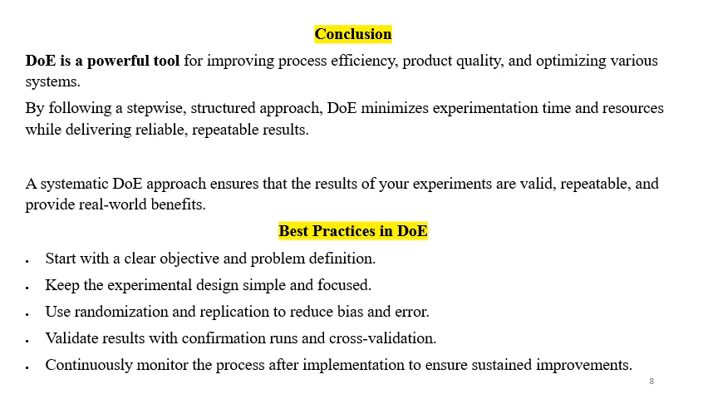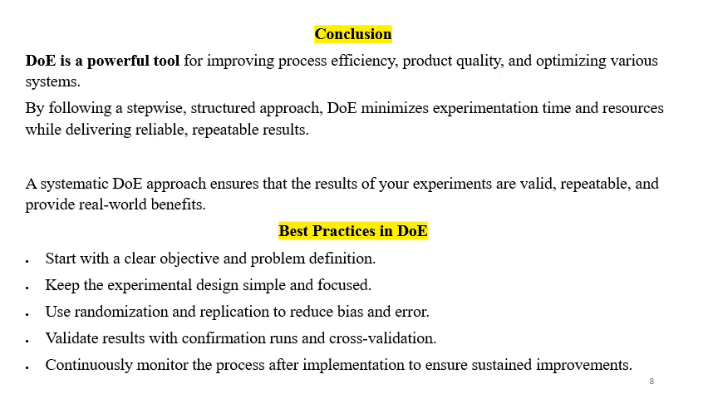By following a stepwise structured approach, DOE minimizes experimentation time and resources while it delivers reliable and repeatable results. A systematic DOE approach ensures that the results of your experiments are valid, repeatable, and provide real world benefits. Best practices for DOE start with a clear objective and problem definition. Keep the experimental design simple and focused.